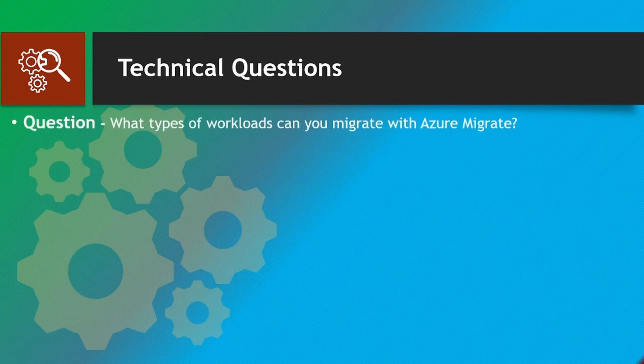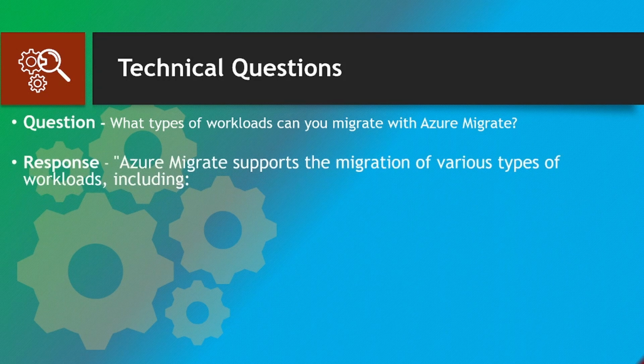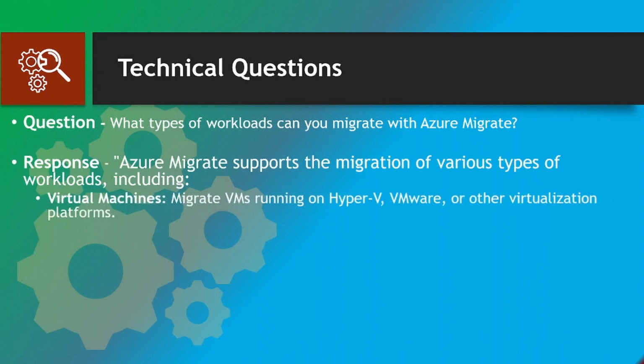Next technical question: what types of workloads can you migrate with Azure Migrate? Azure Migrate supports the migration of various types of workloads, including virtual machines: migrate VMs running on Hyper-V, VMware, or another virtualization platform. Physical servers: migrate physical servers to Azure.